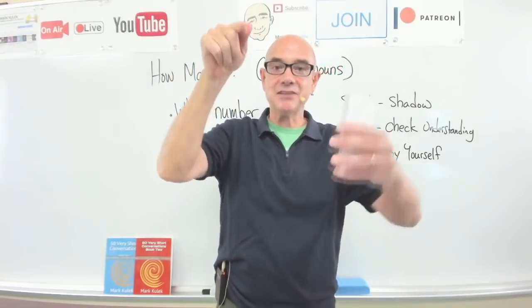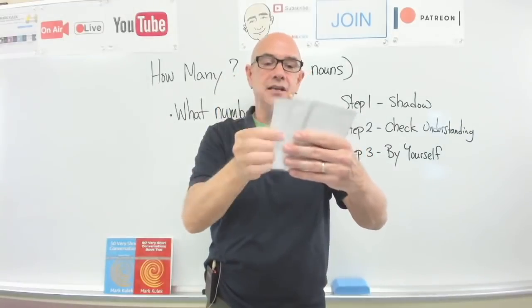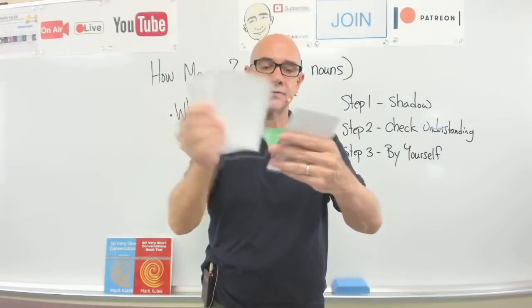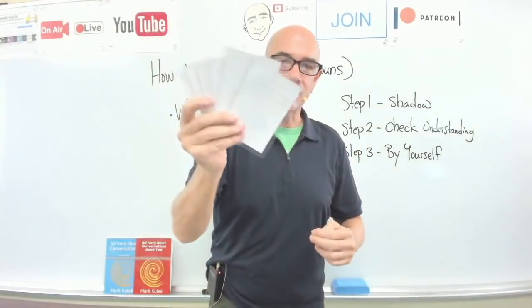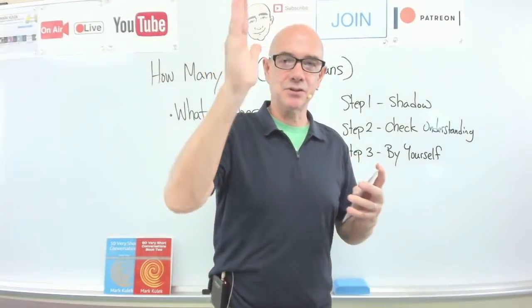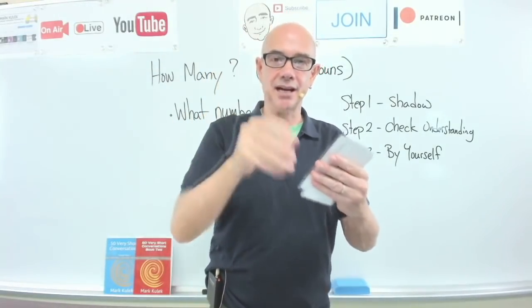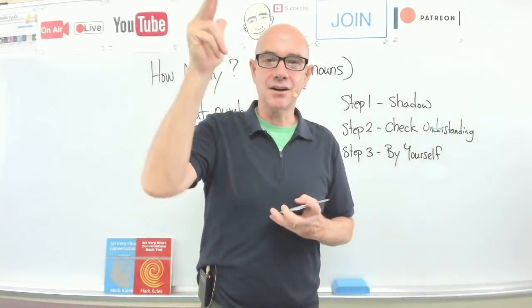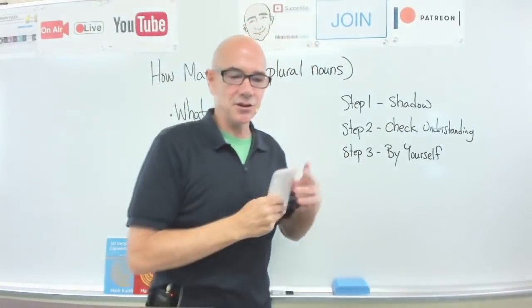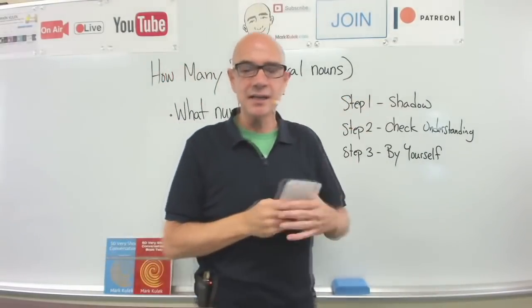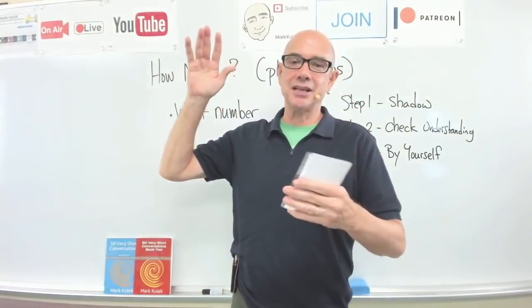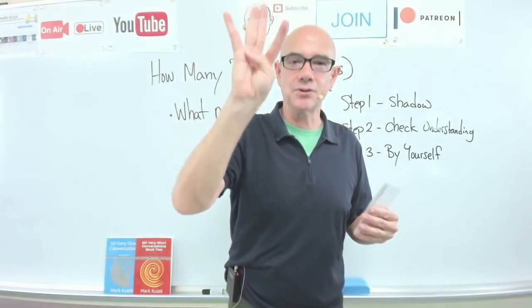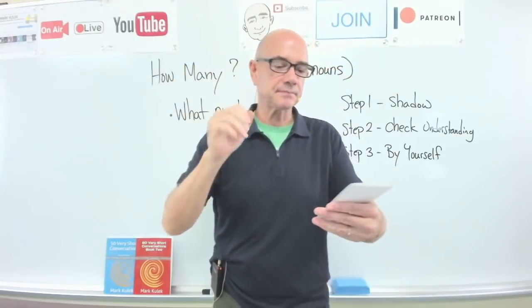Great, okay, and there are 1, 2, 3, 4, 5, 6, 7, 8 cards, okay? And we will shadow each card 3 times. Are you ready? Yes? Okay, let's go ahead and do step one, shadowing. Here we go. Let's count down. 5, 4, 3, 2, 1.